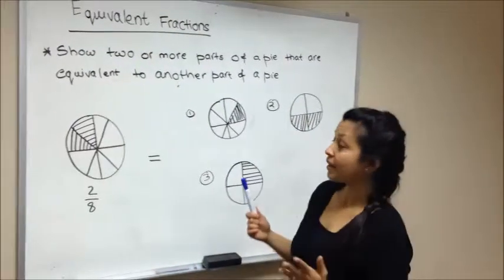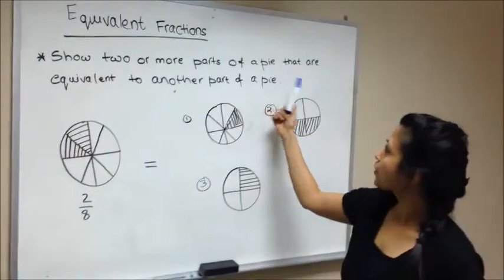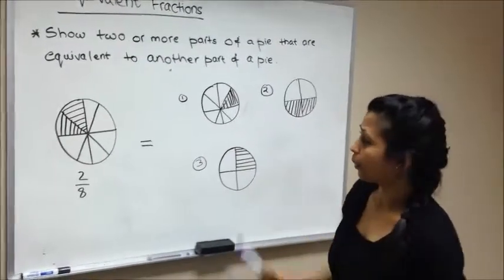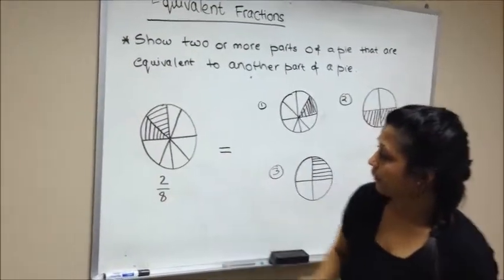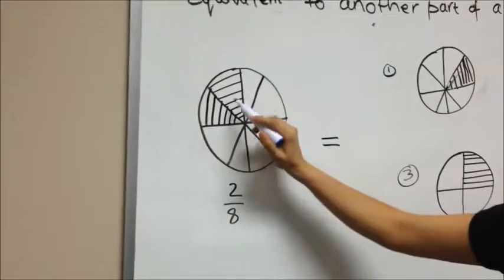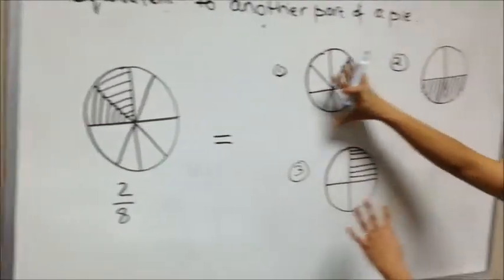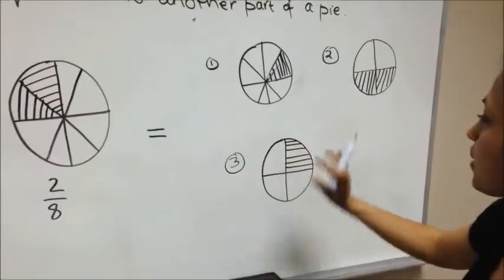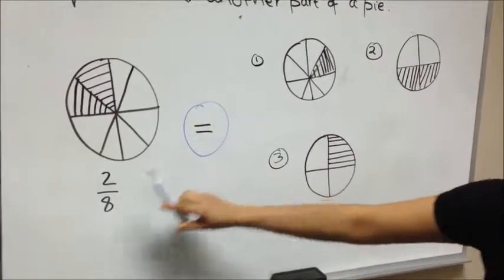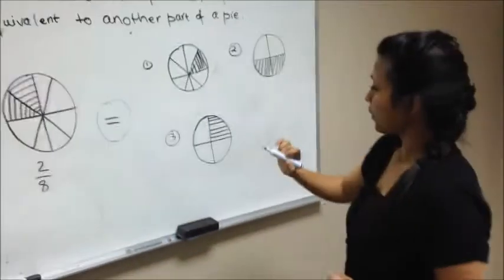Now let's learn something about equivalent fractions. Show 2 or more parts of a pie that are equivalent to another part of a pie. Here's a problem on the board. Here's a pie and it says it is shaded 2/8. So 1/8 and 2/8. And we have to find out which option is equivalent to this pie, which is 2/8.